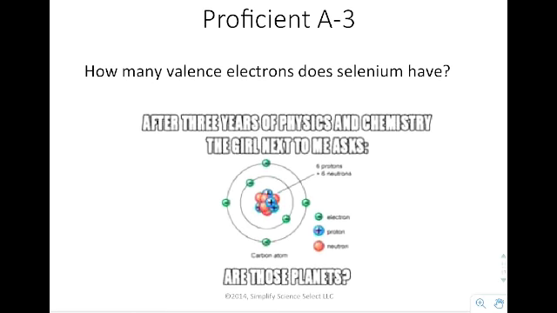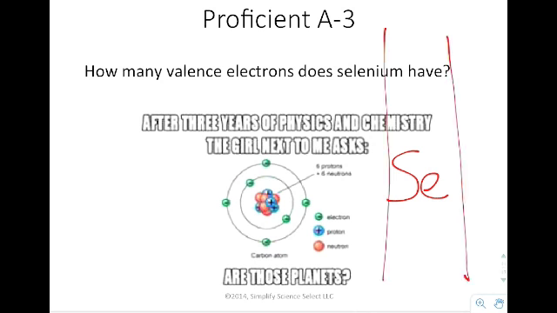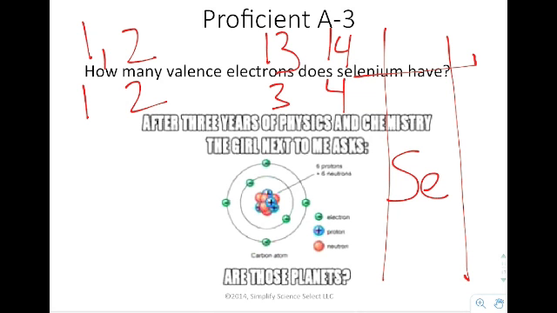Next, how many valence electrons does selenium have? You need to take your periodic table, find selenium, and figure out where it is on the table. Look at the column associated with selenium, and then remember: if it's group 1 or group 2, it's got 1 or 2 valence electrons. If it's 13, it's got 3 valence electrons. 14 has 4 valence electrons. I will leave it to you to figure out what it is for selenium.